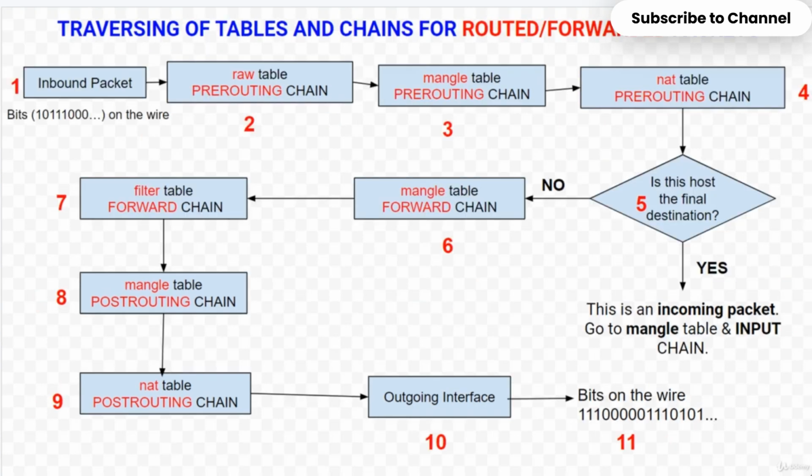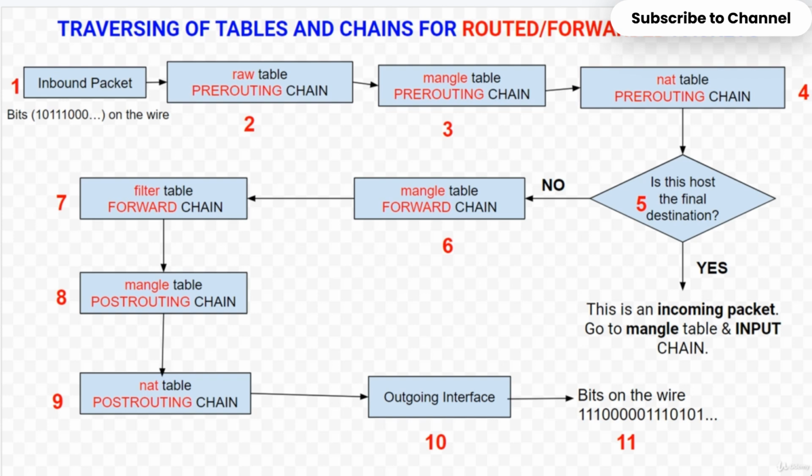In this lecture, we'll see in great detail how routed traffic traverses the tables and chains of the Netfilter framework. We are assuming that the packet is coming from the network and is destined for another host on another network. First, the information is on the medium, wireless or wired, in the form of bits. Then, the interface driver transforms the bits into a data frame and then into a packet.